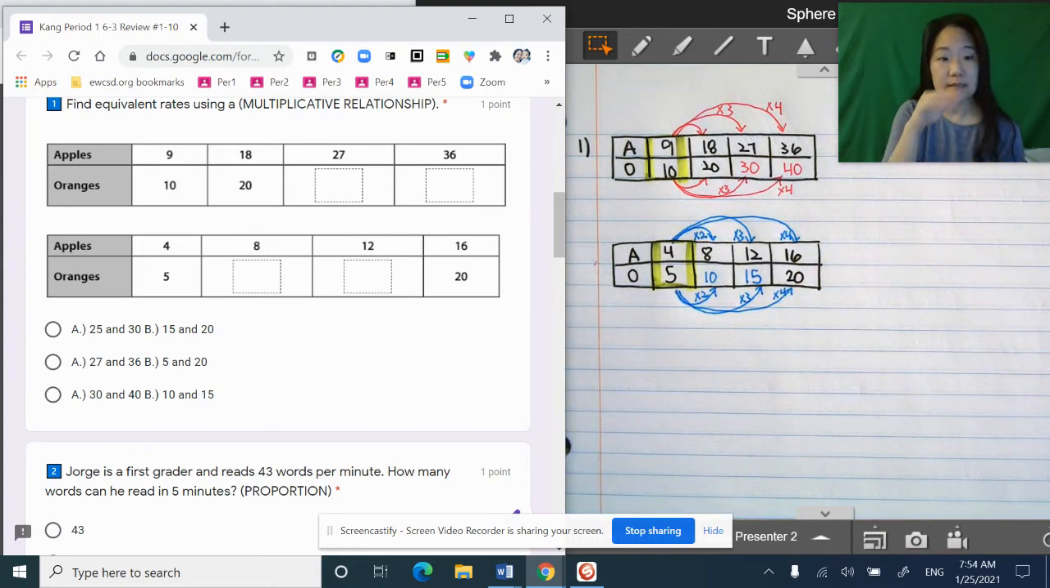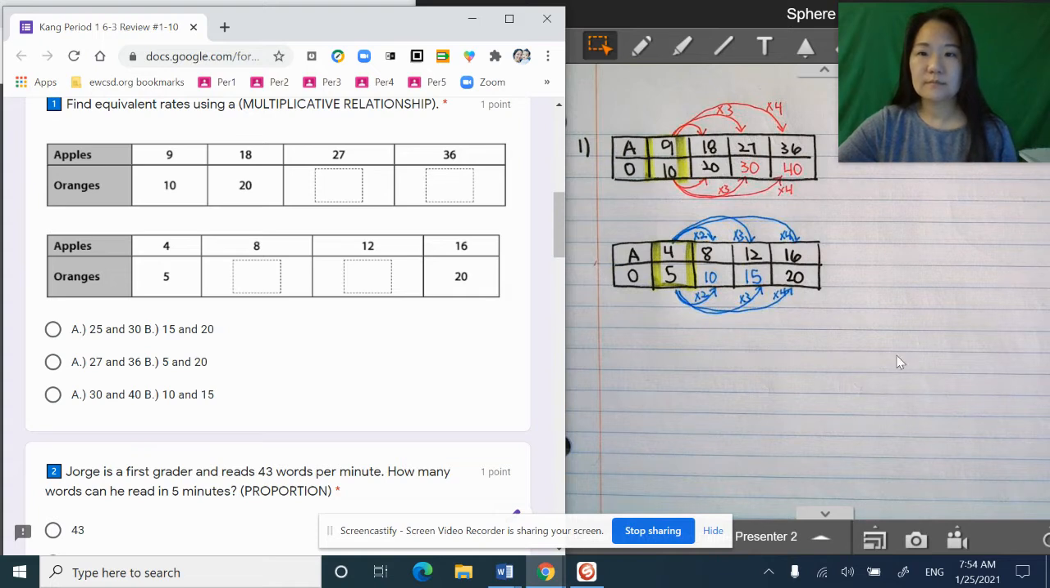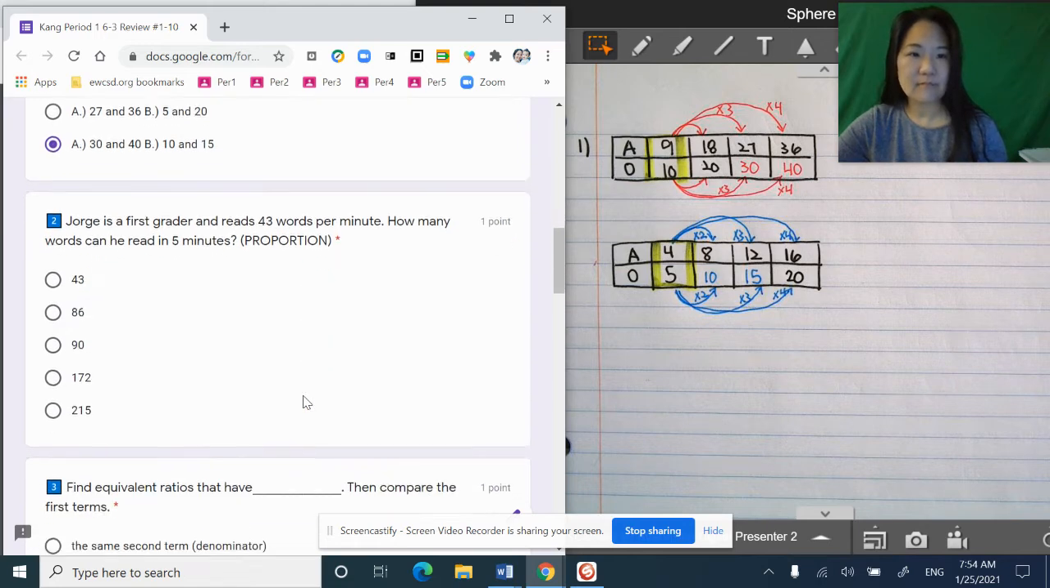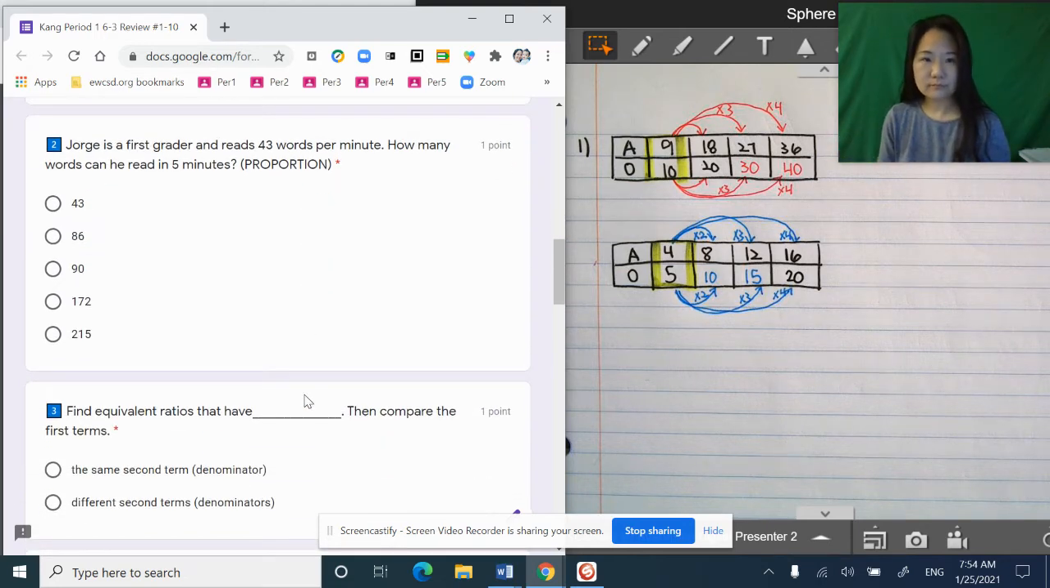Now I need to find the blanks. So my first 2 blanks are 30 and 40, and then my second are 10 and 15. So 30 and 40, 10 and 15, and all you need to do is just choose the answer. I'm not going to be choosing the answers for you, but that's how you do it. Okay, let's go to number 2.